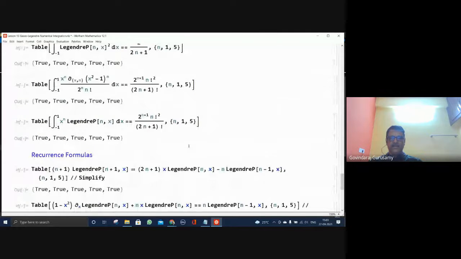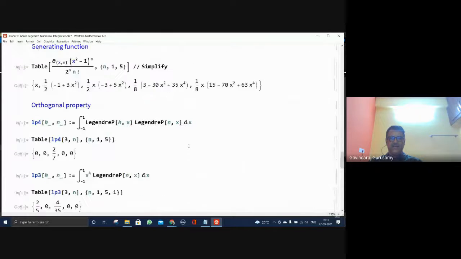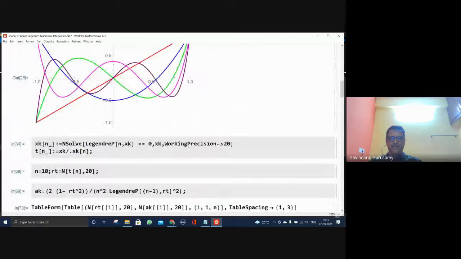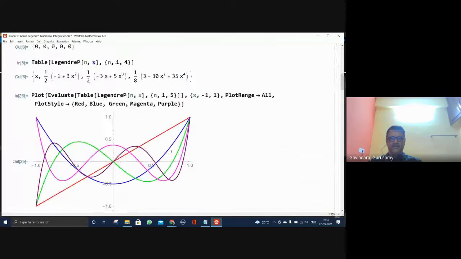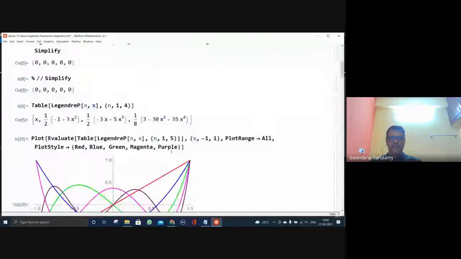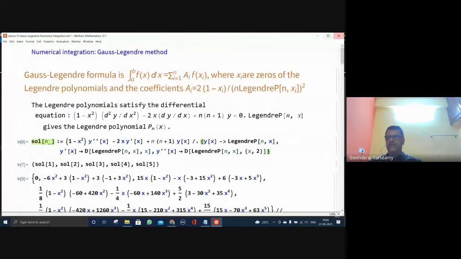This has been done in the numerical methods, Shaheen. Govindaraj, have you done this in your numerical methods? No? Anyway, okay.